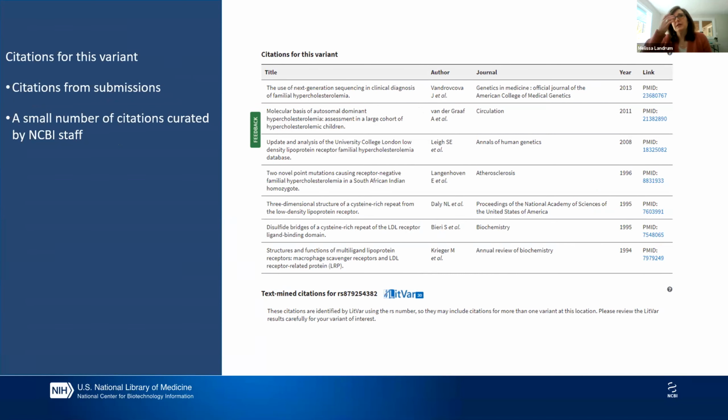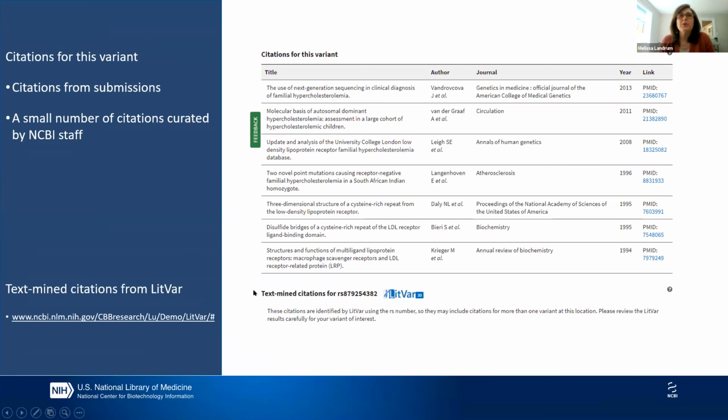One thing I will note is that we do sometimes get citations here that are not specifically about the variant, but it is a paper that one of the submitters consulted while interpreting this variant. So we do sometimes get questions about why is this paper here? It doesn't mention this specific variant, but if it's something that was used by a submitter as they went through their interpretation process, they may have included it in their submission. So that's why you might sometimes see a paper here that you don't recognize as being directly about this variant.